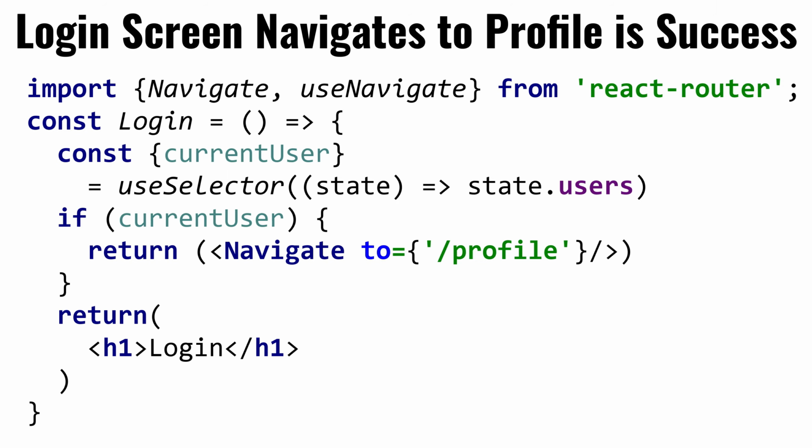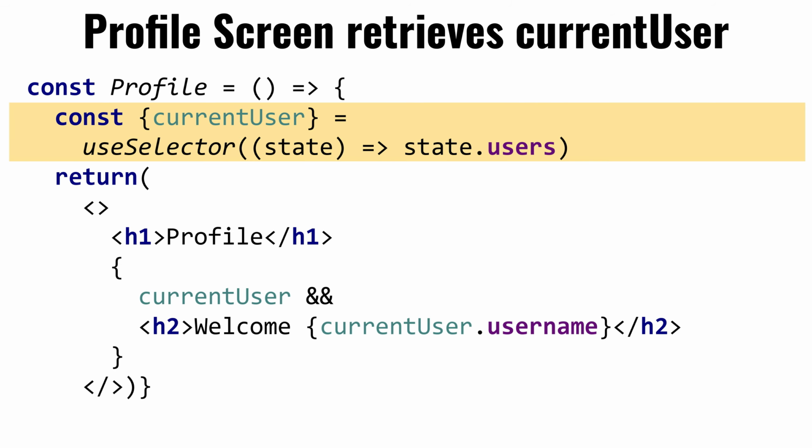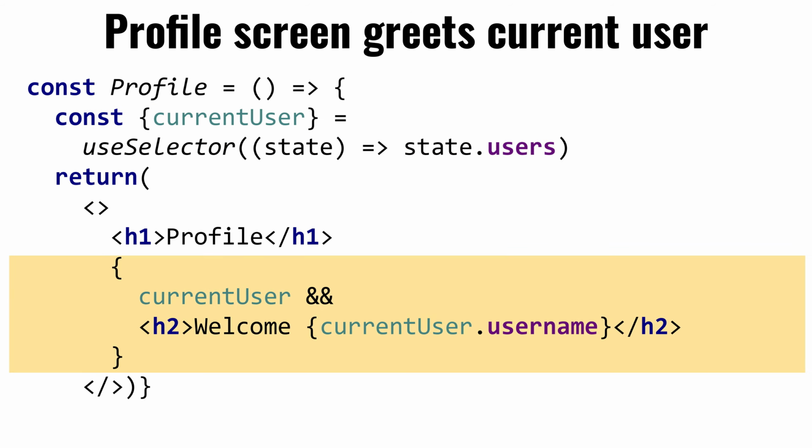The login screen can extract the current user and navigate to the profile screen if the login was successful. Profile screen can select the current user from the reducer, greet the logged in user, and show any information related to the current user. Profile screen greets the current user.